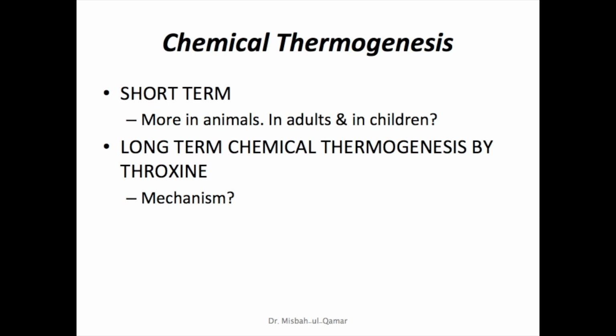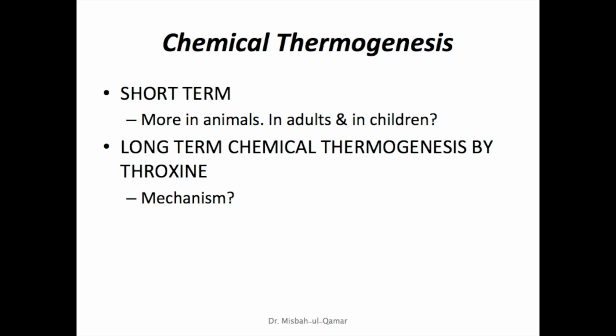Now, moving on to the chemical thermogenesis, and as I already told you, it could be short term or long term. The short term chemical thermogenesis is basically due to the high cellular metabolism. You see that the activation of the sympathetic system and the release of epinephrine and norepinephrine is responsible for the excessive metabolism, because epinephrine and norepinephrine uncouple the oxidative phosphorylation, which will lead to heat production but no ATP generation.